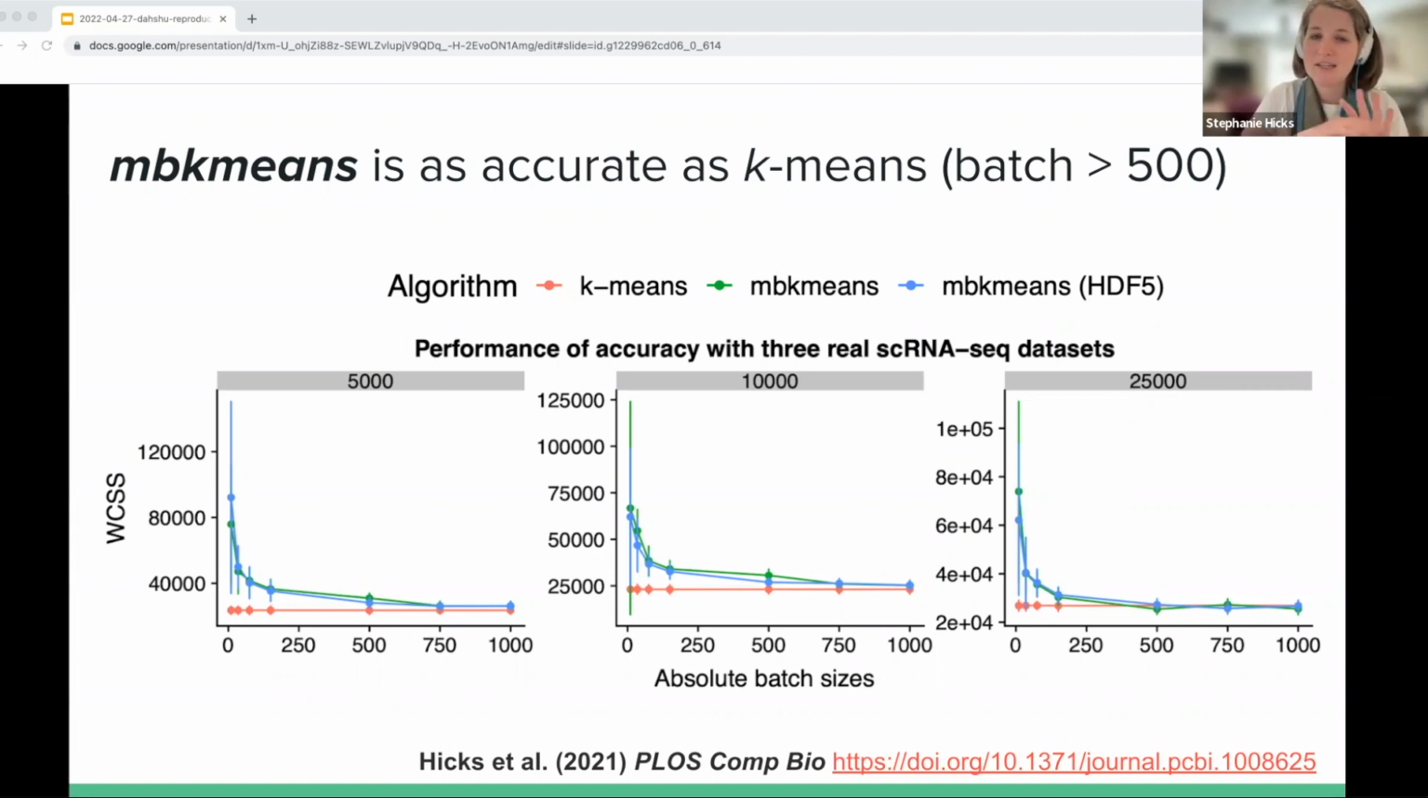So the take-home message again is that for a large enough batch size, such as 500 observations, you basically get the same results or the same accuracy as k-means. This is really great because working with 500 observations or even 1,000 observations at any given point in time is a huge cost savings compared to working with 500,000 observations like k-means. So you get huge cost savings in terms of memory and speed, along with not so much of a loss in accuracy.